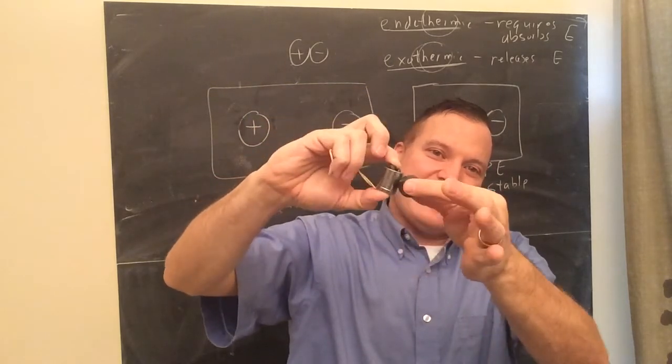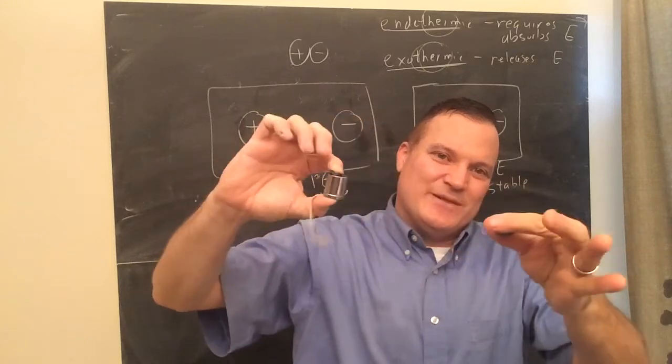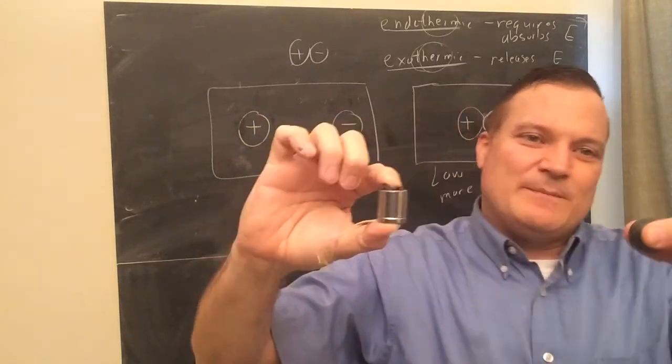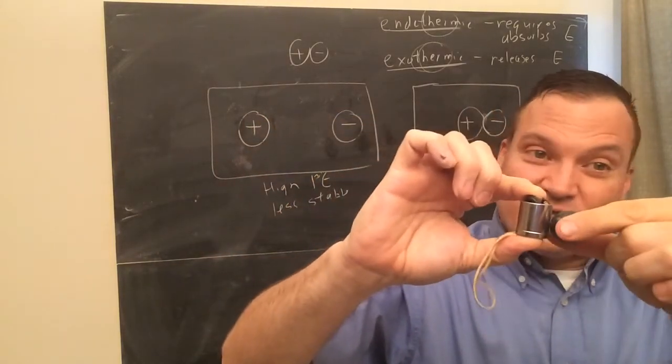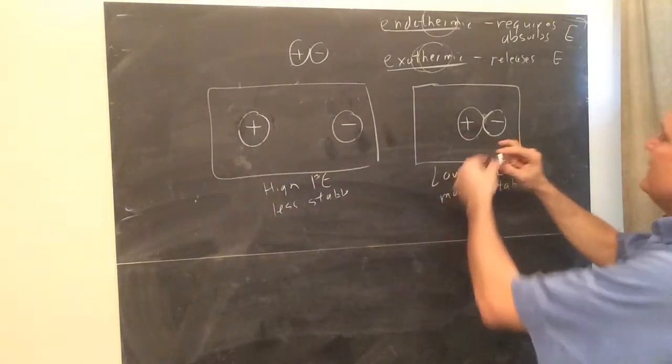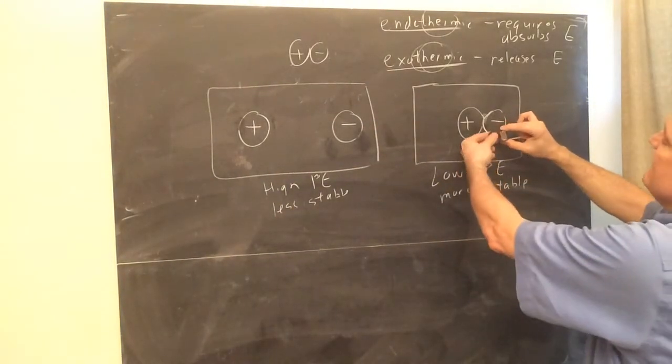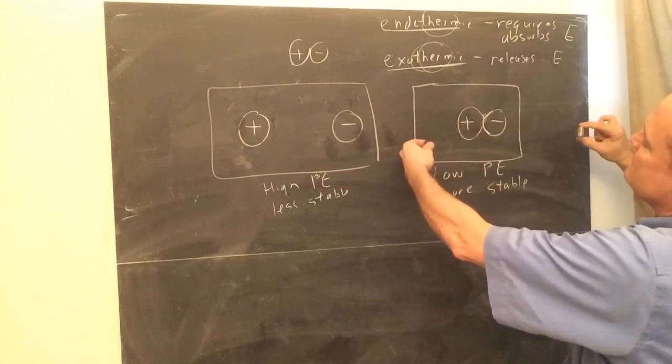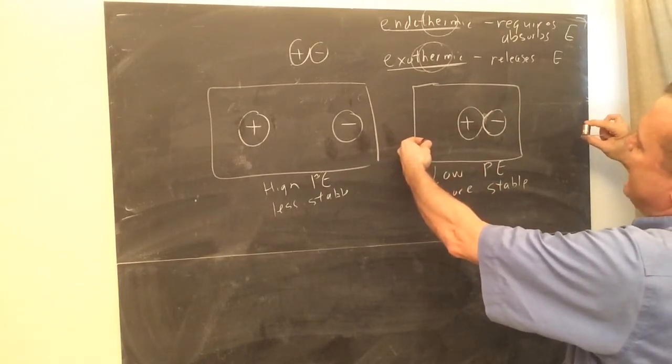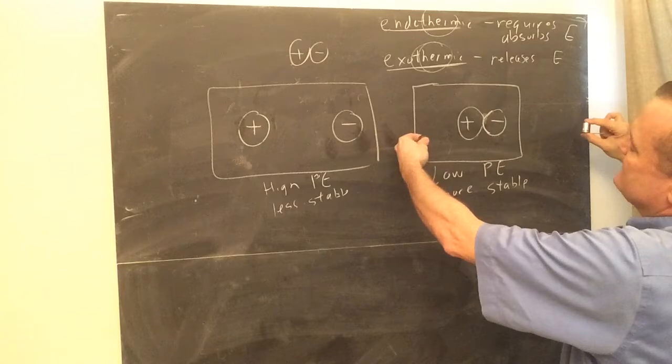Well, it requires. Look, I have to pull them apart. Okay, I pull them apart. So that's endothermic, to separate them. If I want to separate these two that are joined, it's always endothermic to break a bond, to separate things. You've got to add energy to make things break apart.